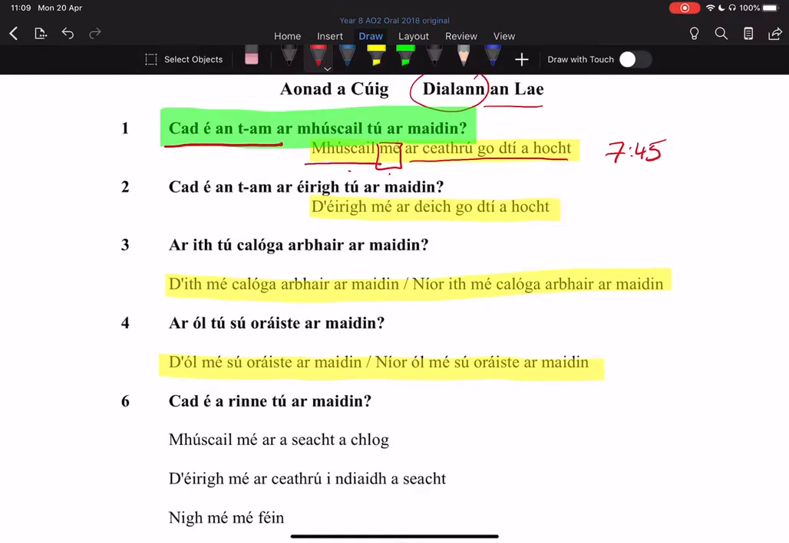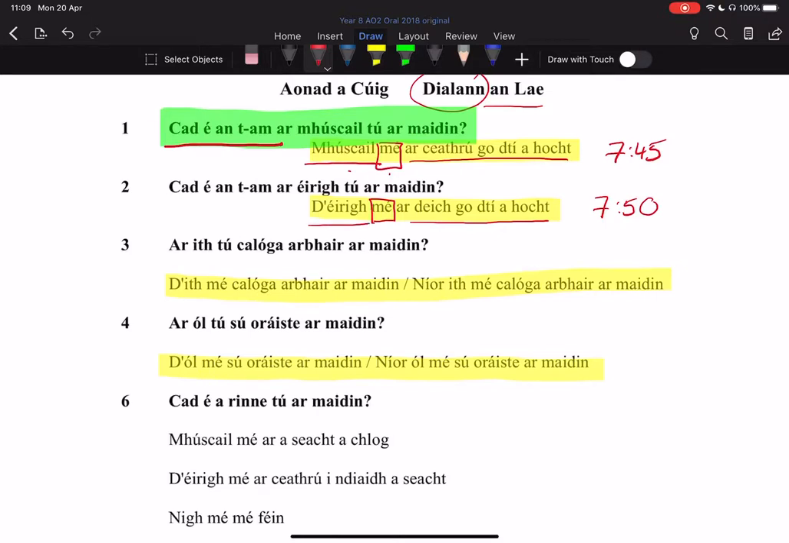So let's look at the second one then. And this is your daily routine. And these are chronological. They go from you get up to you go to bed in the evening. So if we look at our second one, may is the personal pronoun. That's the subject during the option. Ar deich go dtí a hocht. So what do you think Jerry might mean?